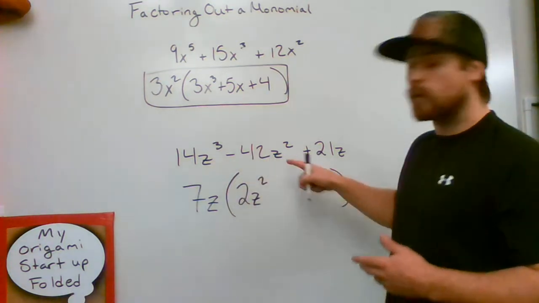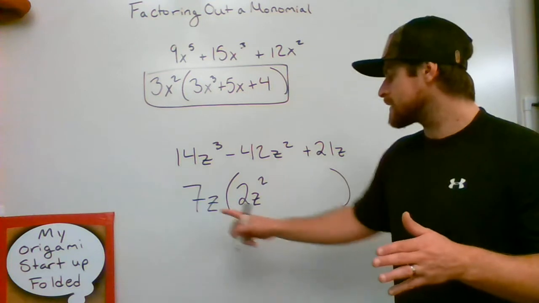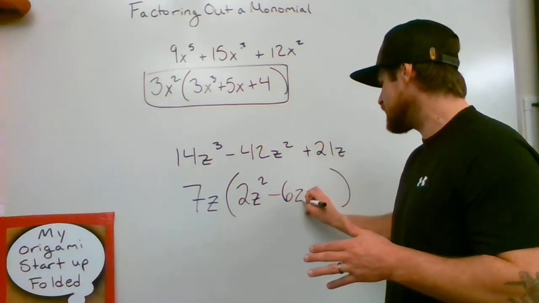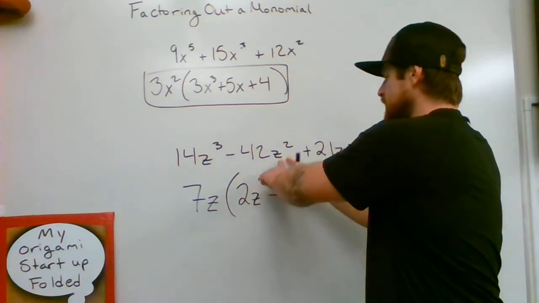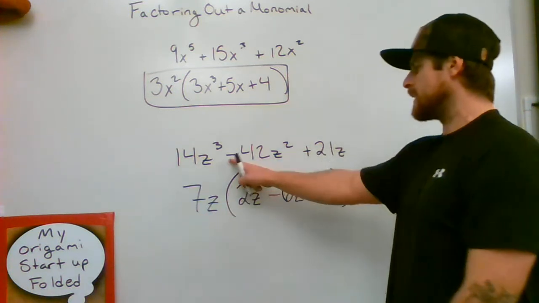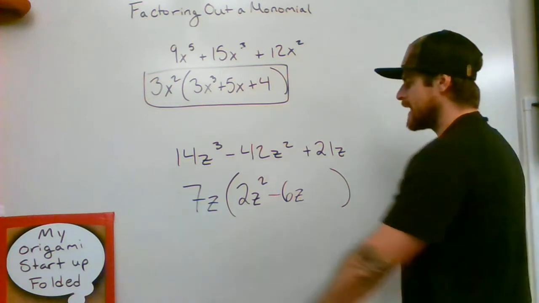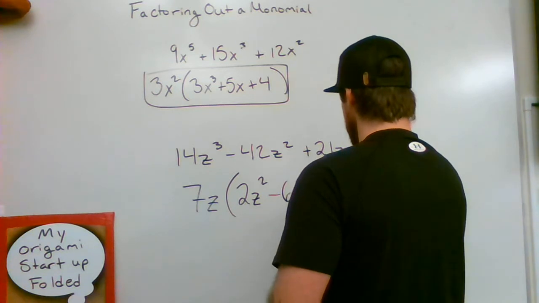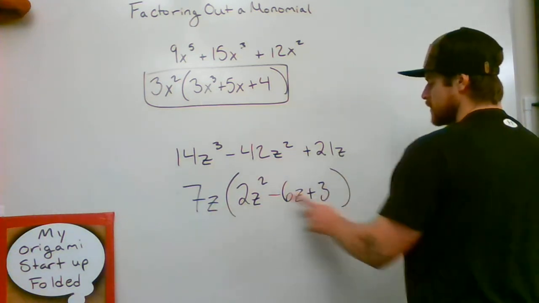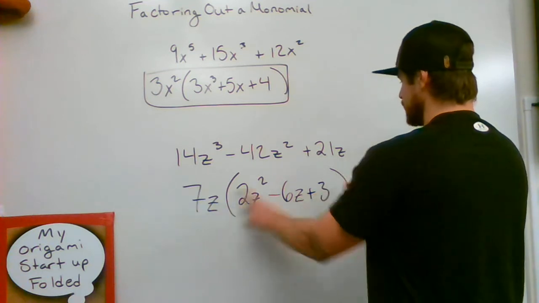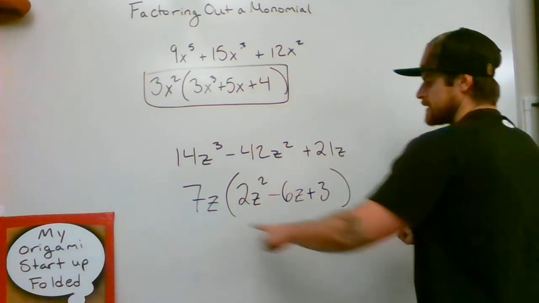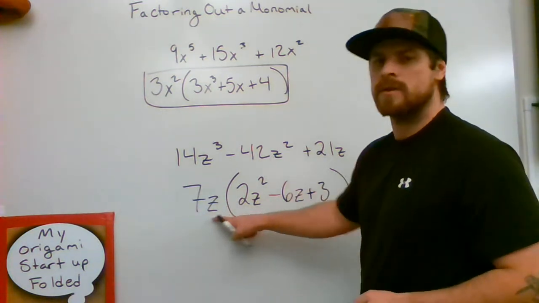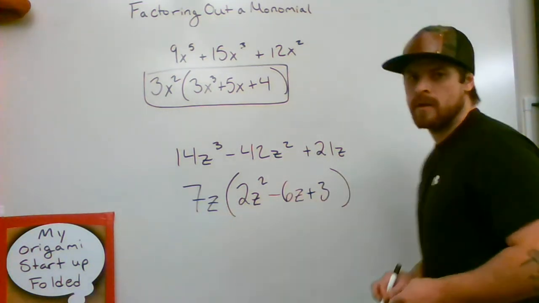I now have a negative 42. Okay, it's negative, so I got to say a positive 7z times a negative 6z. z and z is going to make z squared. 7 times negative 6 is going to make negative 42. And then last but not least, 7z times positive 3. I already have the z, so there's no need to put a z here, or that would create a z squared, which I do not want. 7z times 3 would make 21z. I have factored out the common monomial.